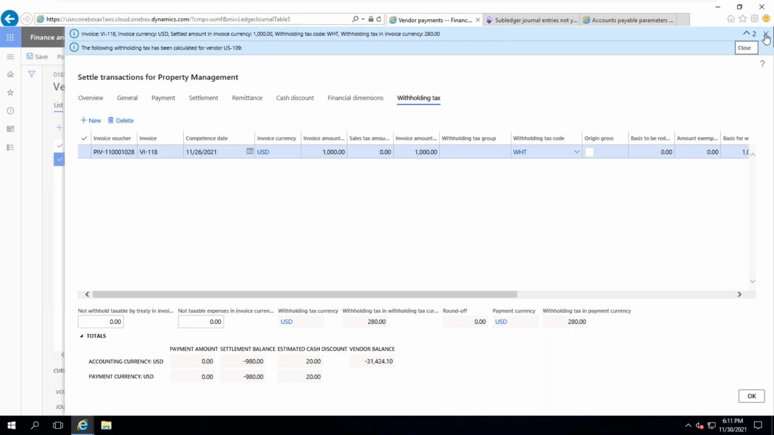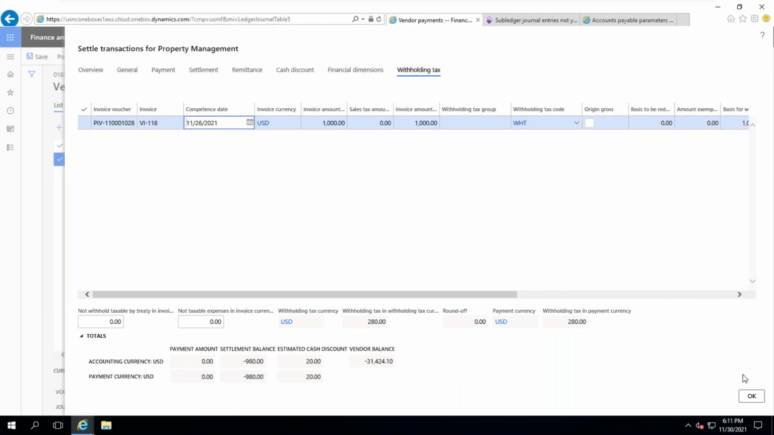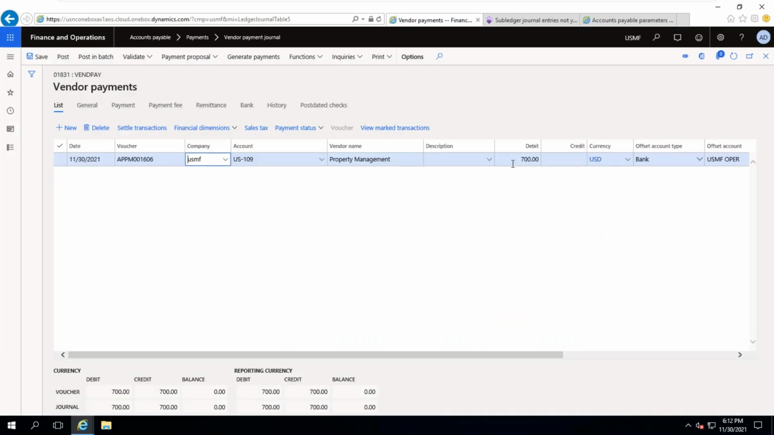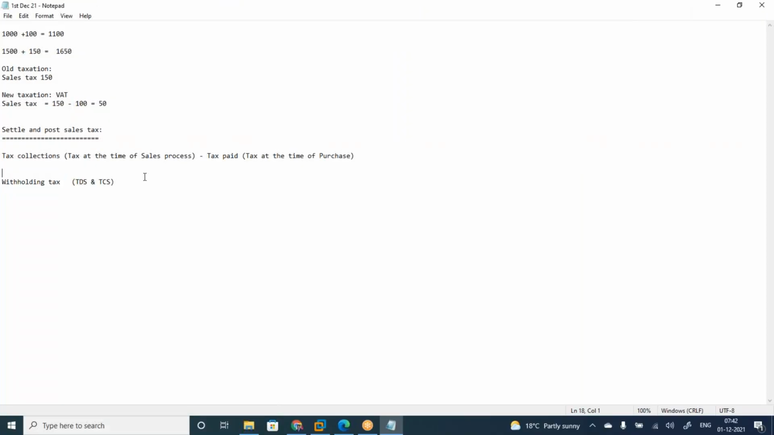Okay, now click on OK. So a $20 discount is there. After deducting 20 and 280, you are going to pay only 700. So the invoice amount is 1000. What does this mean? You are taking services.